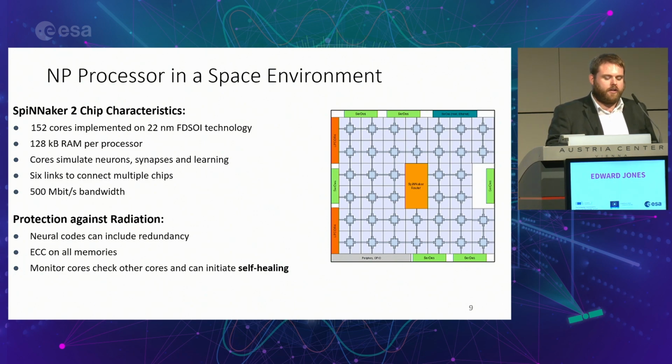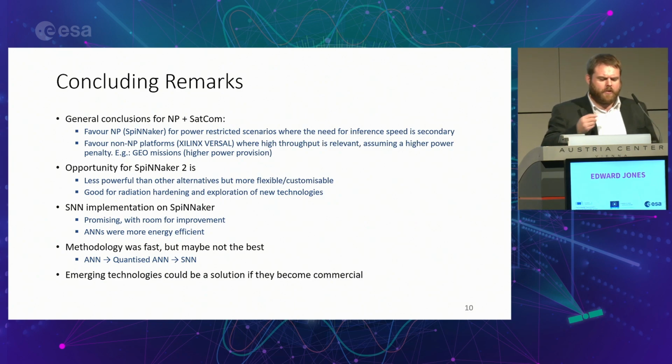But the real area where I think there will be the most progress in the future is to look at the coding, going beyond rate coding, going beyond temporal coding into something that's a little bit more complex. So yes, just to conclude, Spinnaker would be quite suitable to be used on a satellite that is energy constrained at the edge, as it were, whereas Versal suits places where higher power is available. Spinnaker 2 is relatively flexible and it has potential for radiation hardening. But the real place where I think the biggest improvement will be seen is in the algorithms, in how we use spikes in spiking neural networks.